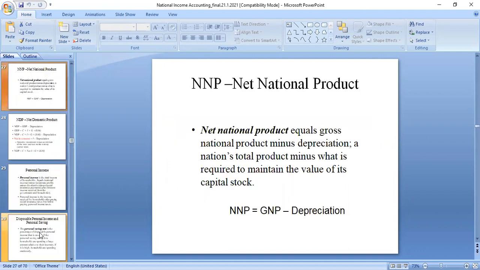Then the net national product, right? Whenever you see the word net, it means there is a gross figure and there is something they are subtracting from the gross figure, right? So with the net national product, we've already seen that, can you remind me, what did we say gross national product is?